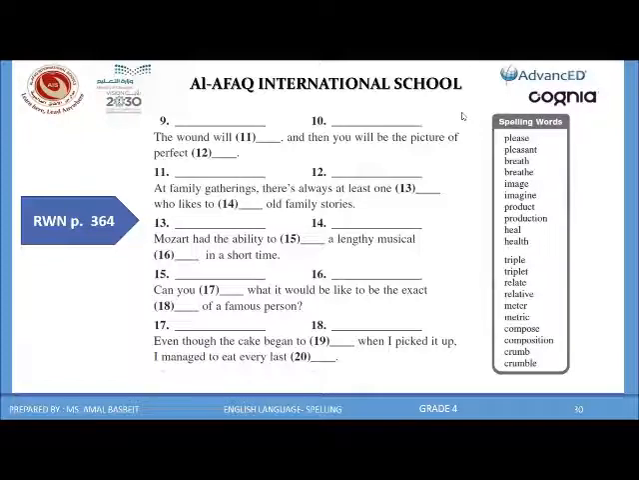The want, will, and you will be the picture of the perfect. Number 9 and 10, we wrote them already. Now number 11 and 12. Let's answer number 11 and 12. Let's read together. Let me read the questions, sorry, the items, the exercise.